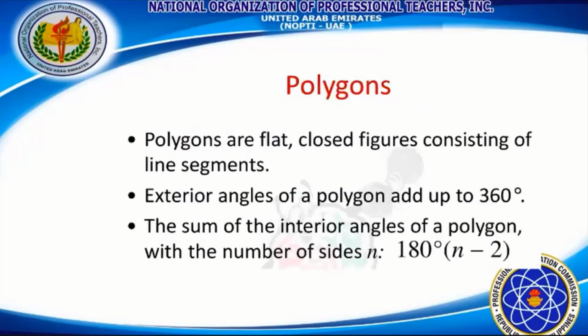Polygons. Polygons are flat, closed figures consisting of line segments. Diba? Ano na nga ba yung mga polygons natin? Triangle. Next, square. Pag-apat ang side. Pentagon. 5. Hexagon. 6. Heptagon. 7. Octagon. 8. Nonagon. 9. And then decagon is 10. Exterior angles of a polygon add up to 360.